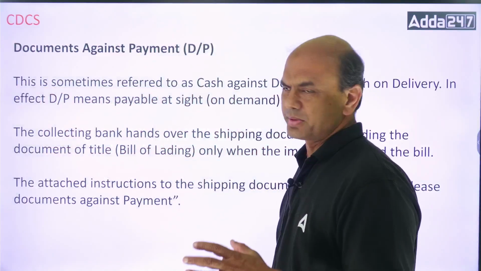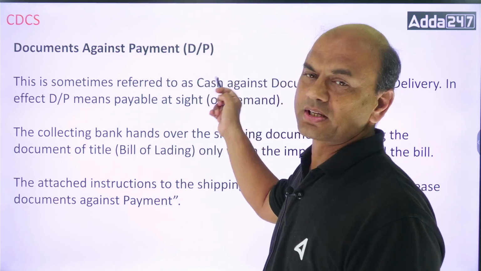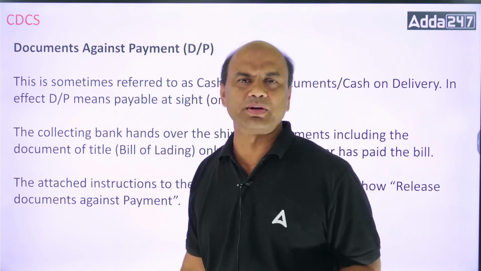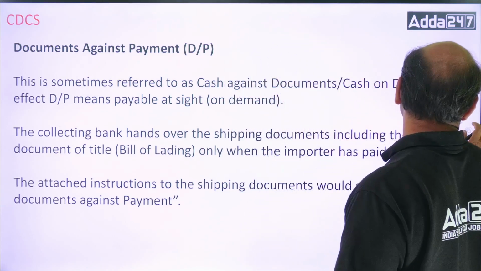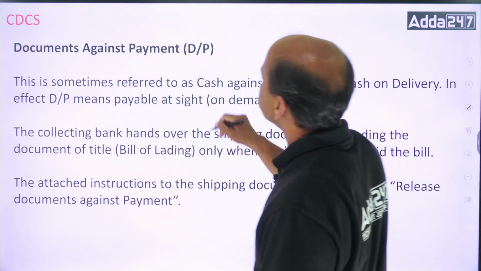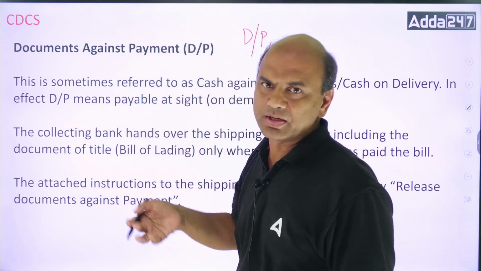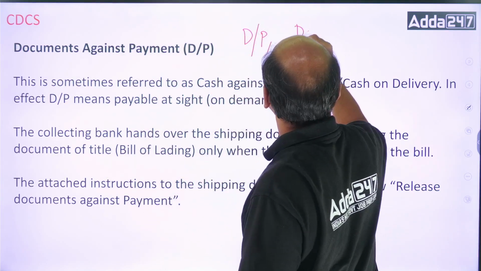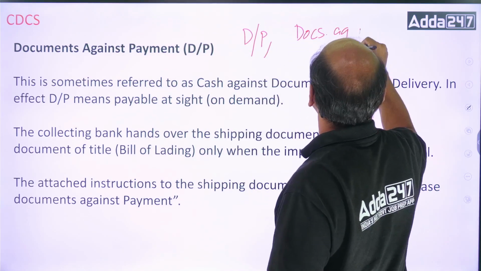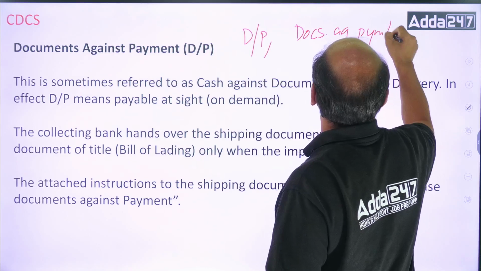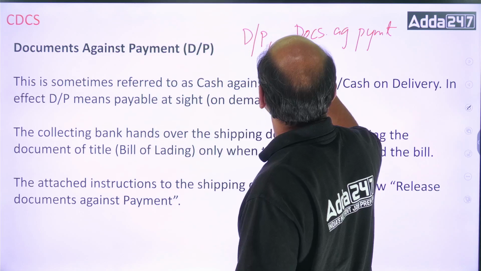We'll directly hit the topic. We'll first cover DP, documents against payment. So we call it delivery against payment also. There are various names to this. Let's see, one by one I'll write all the names. One is DP: delivery against payment or documents against payment, I'll just write PYMT for payment. Second, you can call it delivery against payment.